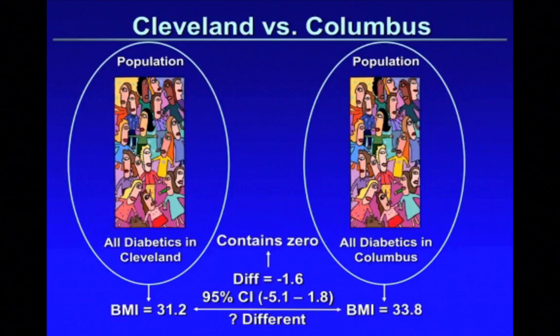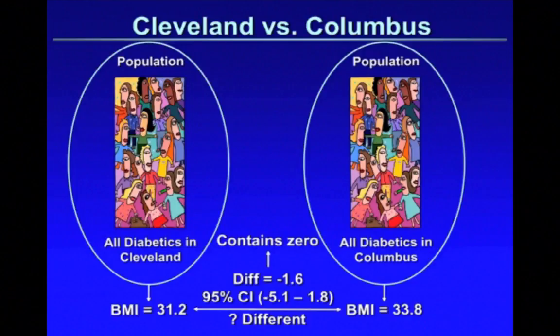To answer the second question, we are interested in the difference between the average BMI for diabetics in Cleveland and that in Columbus. If the two average BMIs are the same, then their difference will be 0. If they are not the same, then their difference will be something above or below 0. If we ask the computer to calculate a 95% confidence interval for the difference in BMIs between diabetics in Cleveland and Columbus, we get a result of minus 1.6 with a 95% confidence interval between minus 5.1 and plus 1.8.